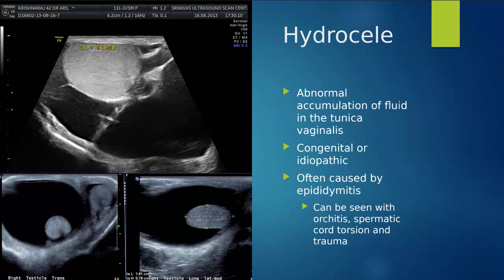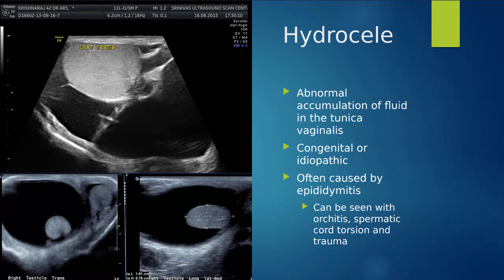This can be congenital or idiopathic, meaning this is something you have been born with or have been dealing with your whole life, or the cause has been unknown. We can see a hydrocele occur with orchitis, spermatic cord torsion, and trauma. We're going to talk about that torsion and orchitis in a bit. But this is a very, very common thing that we're seeing on ultrasound, especially these severe cases.